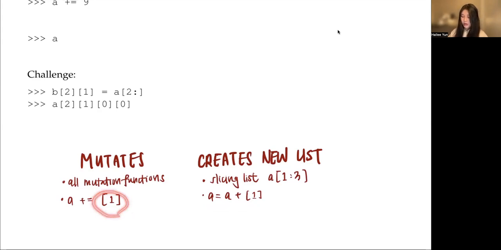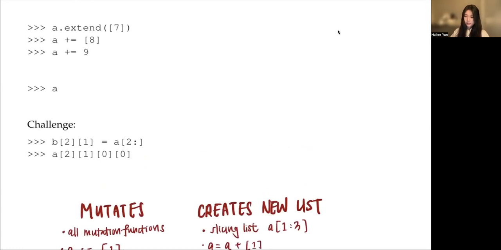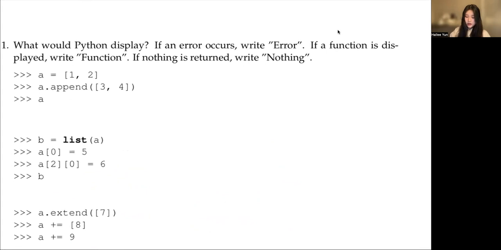We also have ways to create a new list. One way is to slice a list. A sliced from 1 to 3 will create a new list, as well as a = a + 1, which again is different from this one, as this is list = list plus another list, and that will create a new list A. So that's one really important concept that you should always keep in mind. Let's look at our first problem.